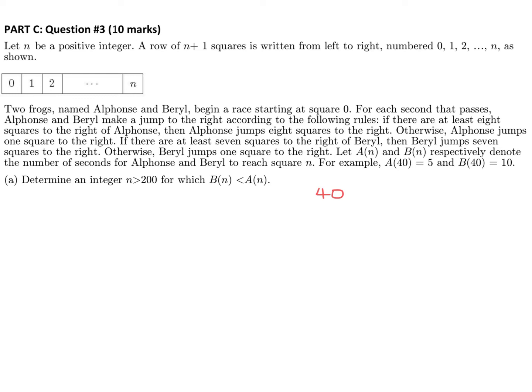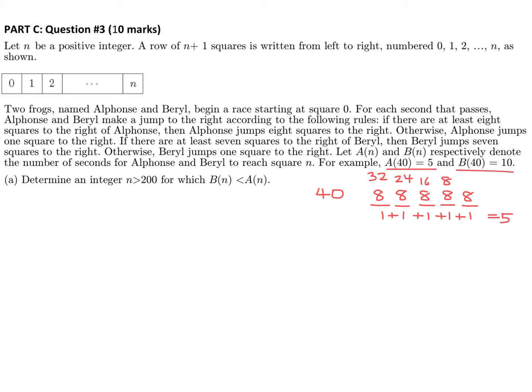The rule states that he jumps 8 if there are at least 8 squares. There are 40 to begin with, so he can jump 8. Once he jumps 8, there are 32 left, so he can jump another 8. Then there are 24 left, he can jump another 8. There are 16 left, he can jump another 8. There are 8 left, and he can jump another 8. Each jump takes 1 second. So this was the first jump, second jump, third jump, fourth jump, fifth jump. Each jump took 1 second, so the total number of seconds is 5. So that's why A40 is equal to 5.